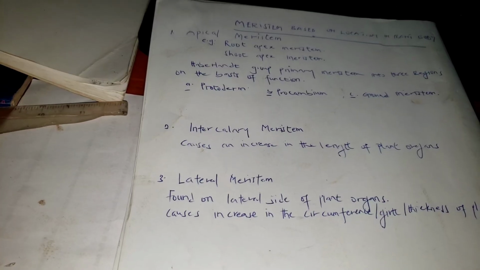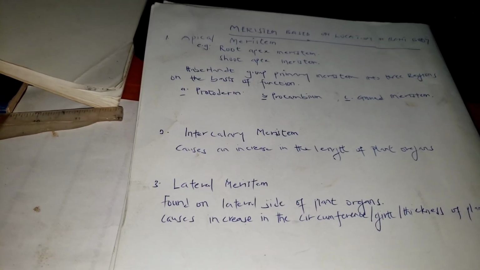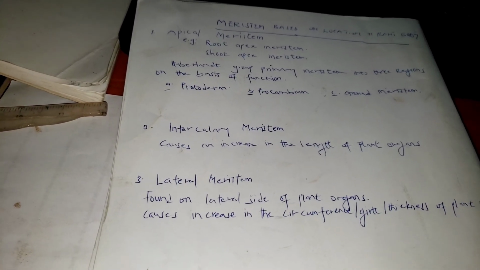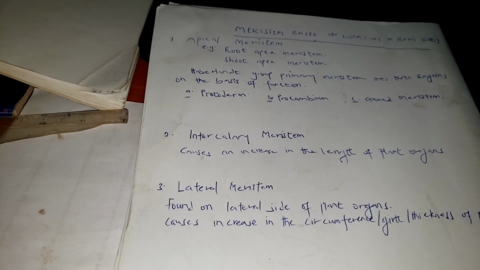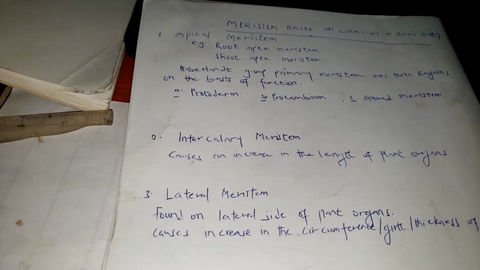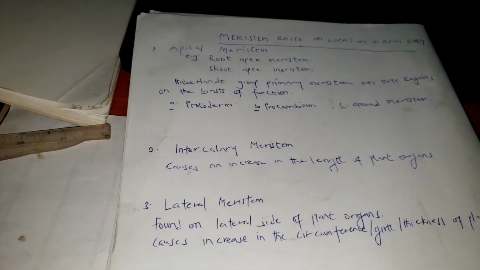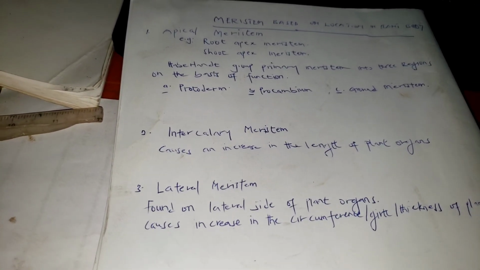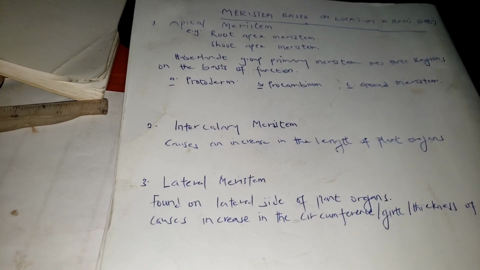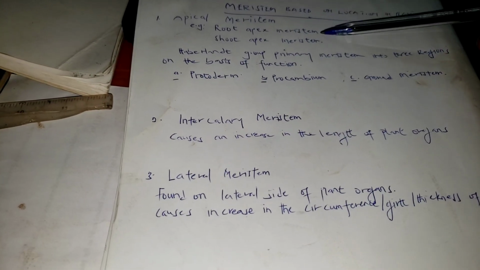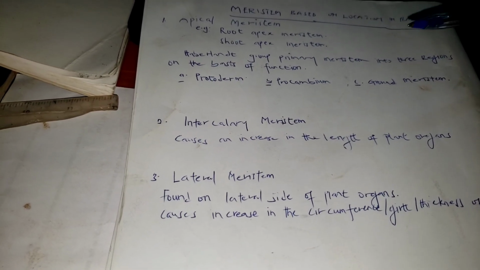Okay, so that is their location, and their function is that they help to cause an increase in the length of plant organs. If they cause the increase in length of plant organs, then that means that they are responsible for primary growth. For example, we can talk about the root apical meristem and the shoot apical meristem. So the roots and the shoots, you understand?